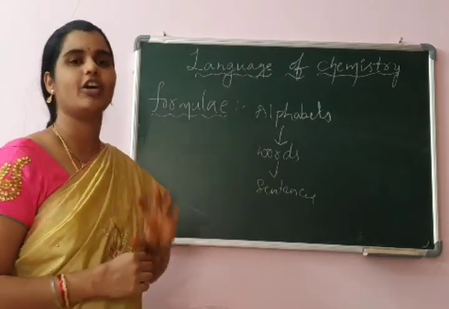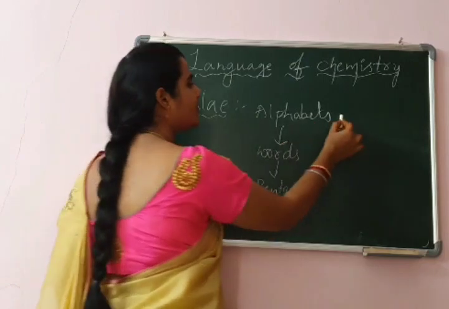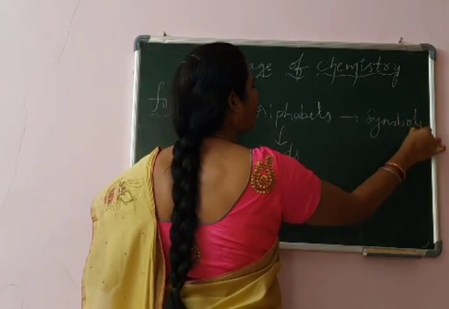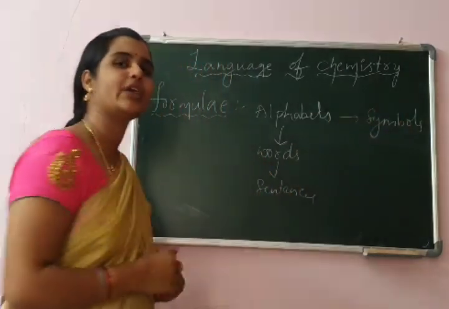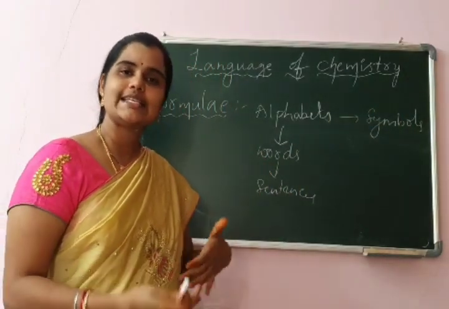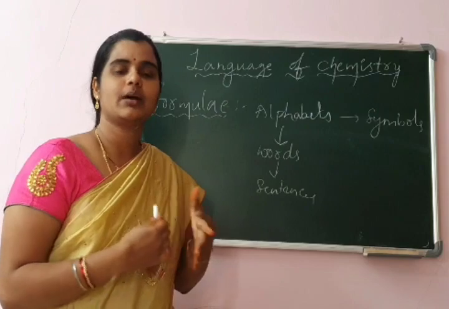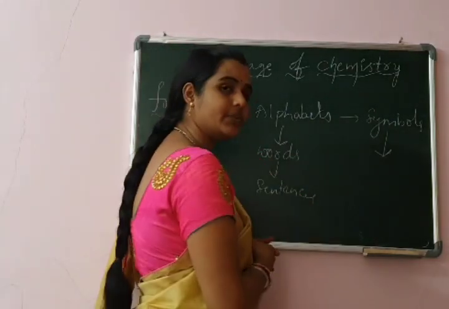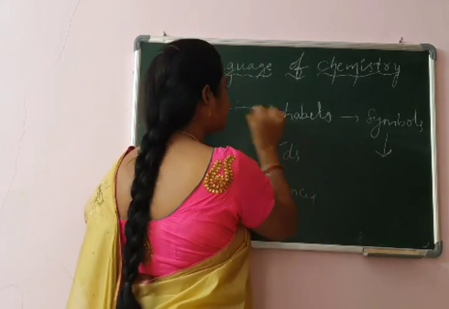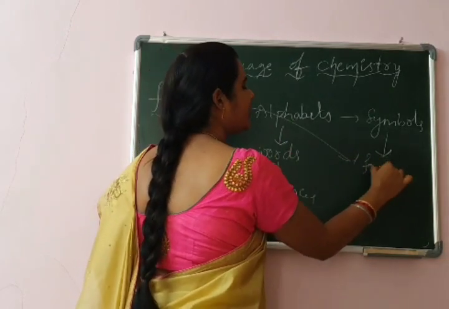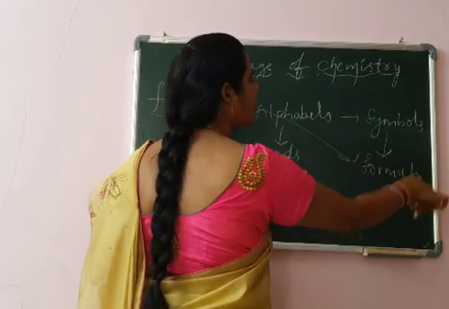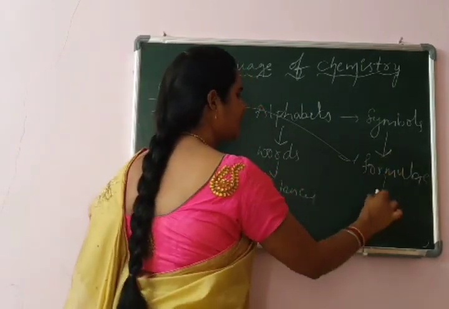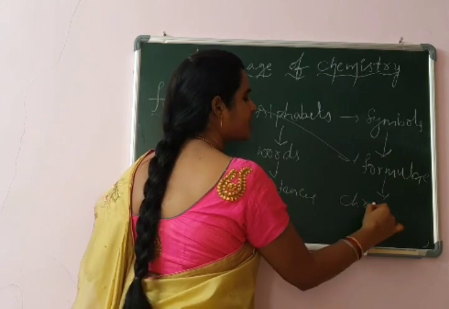The first step, alphabets, is nothing but symbols of the elements, which we have discussed already. These symbols combine to form words. These words are nothing but chemical formulae, and these will form chemical reactions.